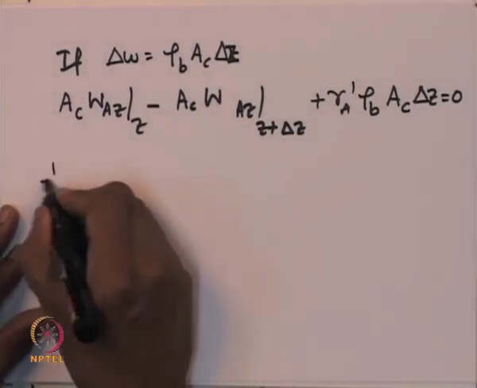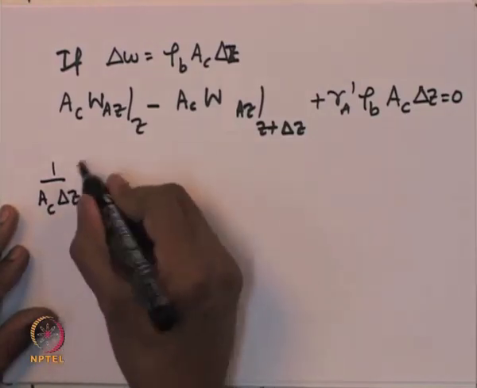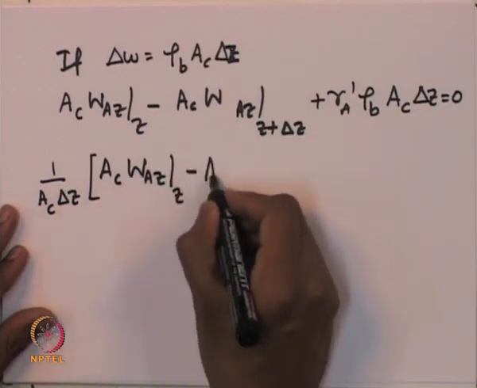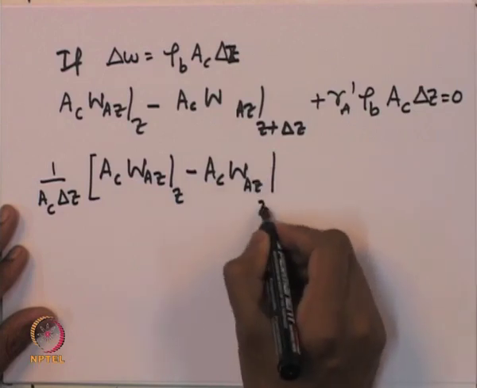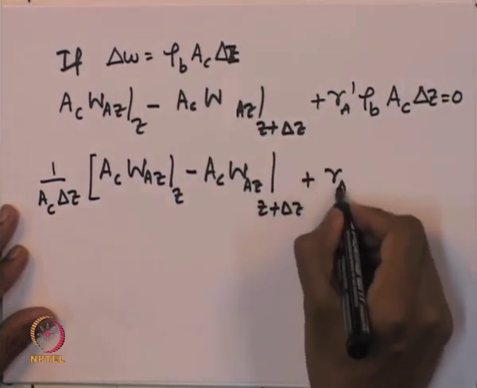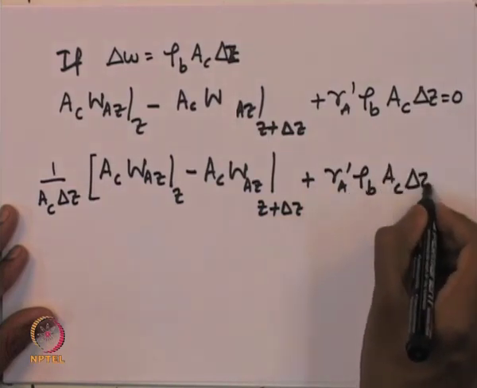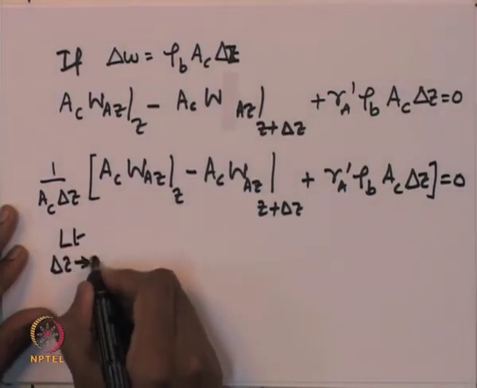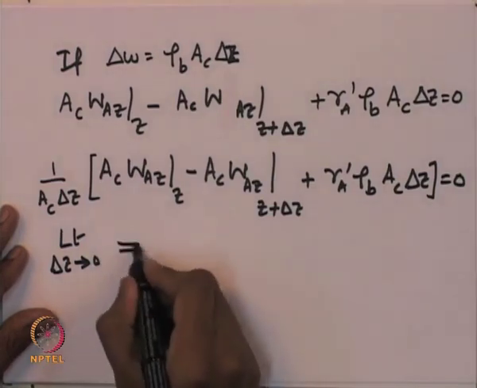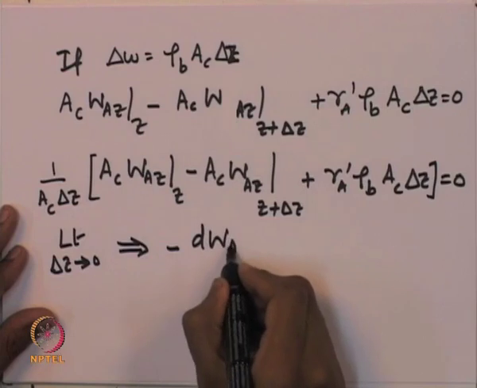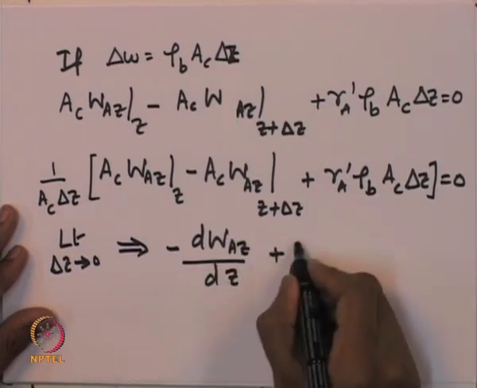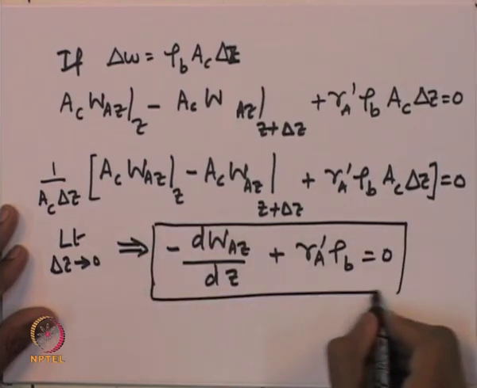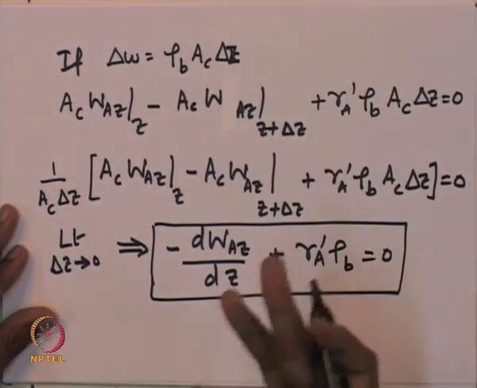So, that will be 1 by AC into delta Z, that is multiplied by AC, minus Z plus delta Z plus R A prime into rho B into AC into delta Z, that is equal to 0. So, now if we take the limit delta Z going to 0, that is, if the element is infinitesimally small, then the model equation becomes minus d W A Z by d Z plus R A prime into rho B equal to 0.